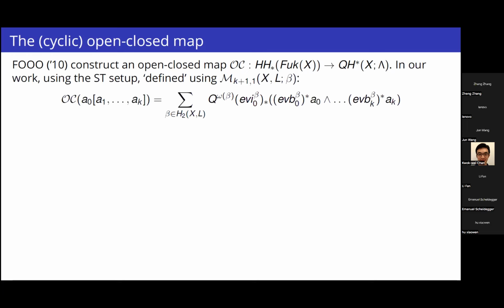And what does this look like? Well, in the setup that we use, instead of the moduli space with no interior marked points, you take the moduli space that has one interior marked point and the rest boundary marked points. And then if you take a cyclic chain, which is in this case just a tuple of differential forms, you again pull them back to the moduli space, but now you push them forward using the interior evaluation map. So that's a map to X.